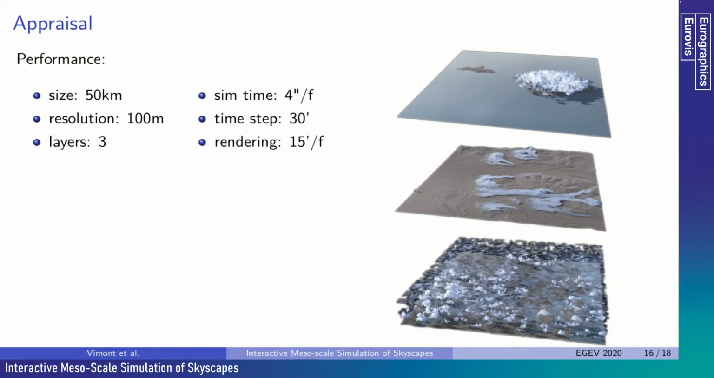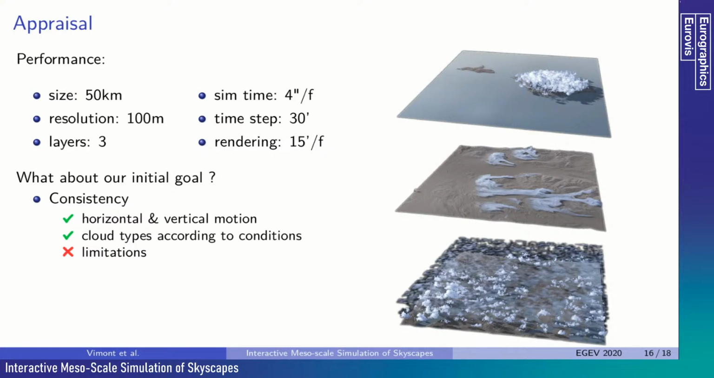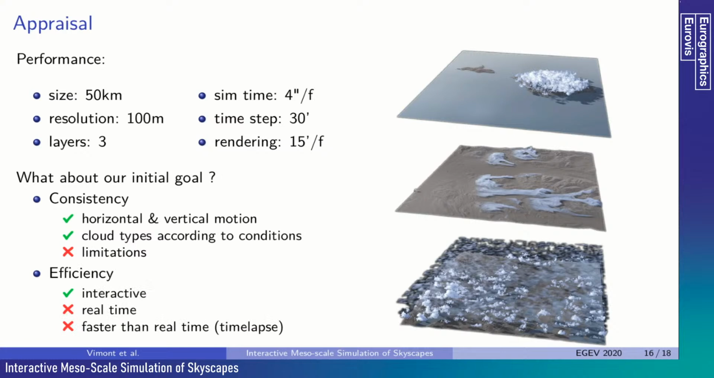In conclusion, we presented one of the first weather models for virtual worlds. This model is based on a simplified layered structure of the atmosphere and its evolution, allowing for real-world patterns to emerge. So the consistency box is ticked, set aside the limitations I just mentioned. Regarding efficiency, we do achieve interactive computational time thanks to a large time step allowing us to spread the charge, but we do not reach real-time frequencies, so that box is only halfway ticked.